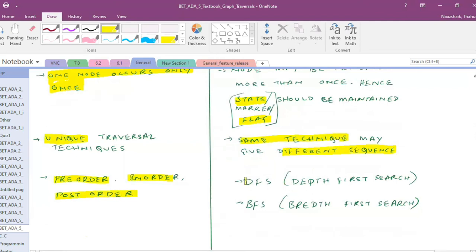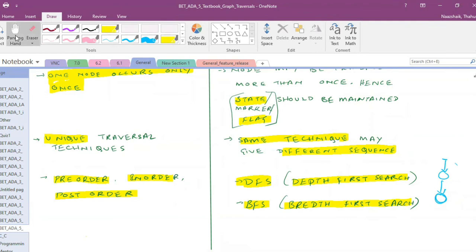Now for graph, you have two techniques called depth first search and breadth first search. Just looking at the names, you can know depth first means you will go as deep as possible, till you cannot go further deep. Then you come back and you continue your depth first. Breadth first is you go as wide as possible.